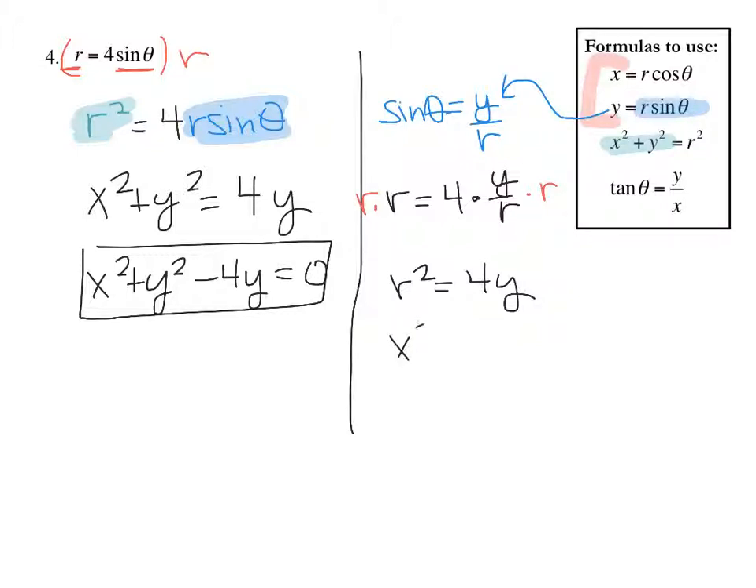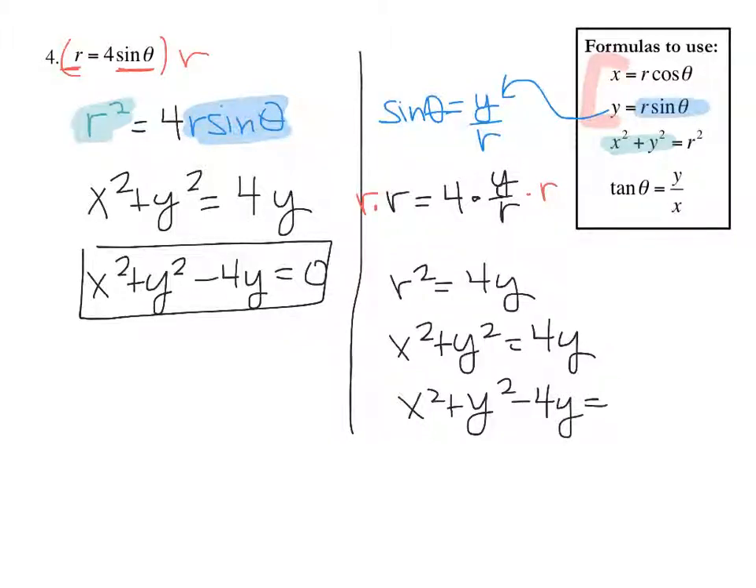R squared is really x squared plus y squared equal to 4y, and then we would subtract the 4y. So we get the same answer, just a different method of doing it. If you really got stuck and didn't see that you could multiply both sides by r, there's a way to manipulate the equations to get there as well.